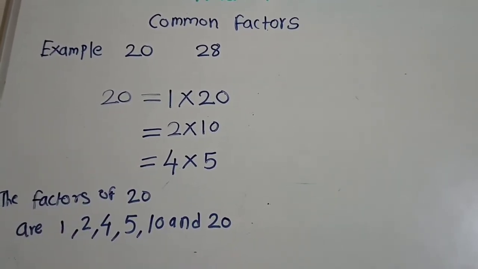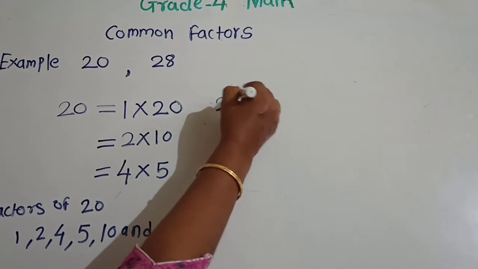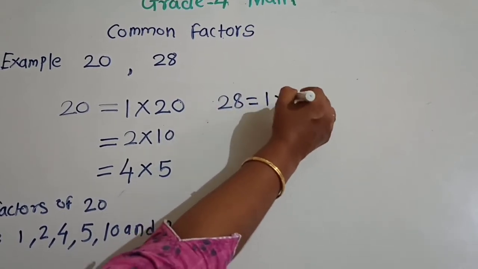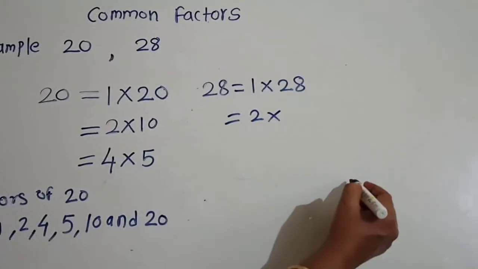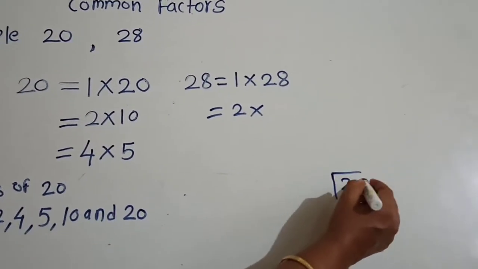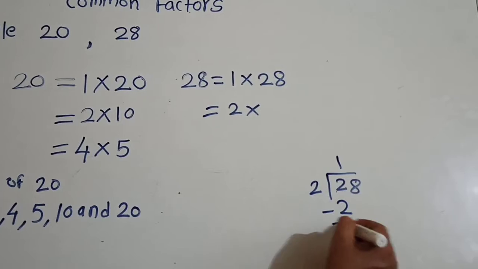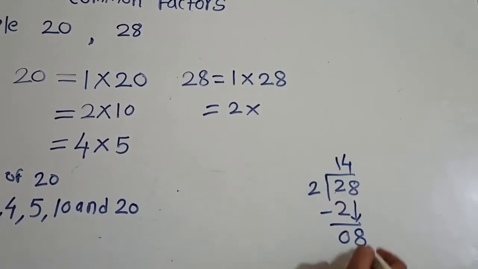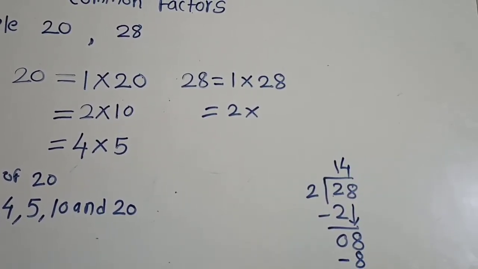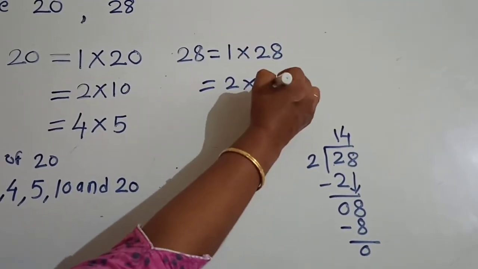Okay, now factors of 28. First 1 multiplied by 28. Now 2: do 28 divided by 2. 2 ones are 2, 2 minus 2 is 0, take down this 8, and 2 fours are 8. 8 minus 8 is 0. So 2 multiplied by 14.